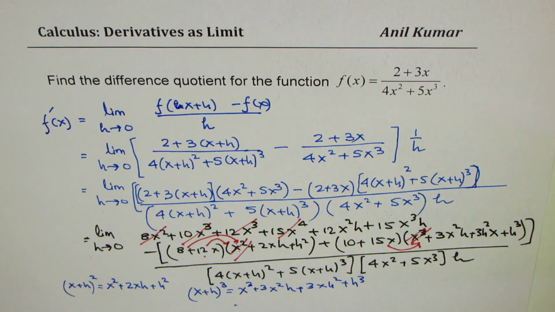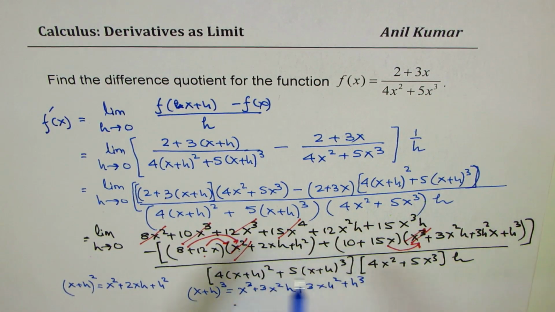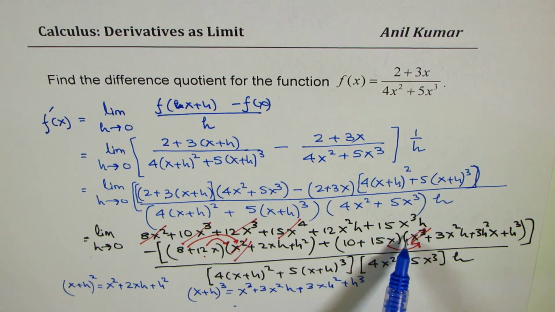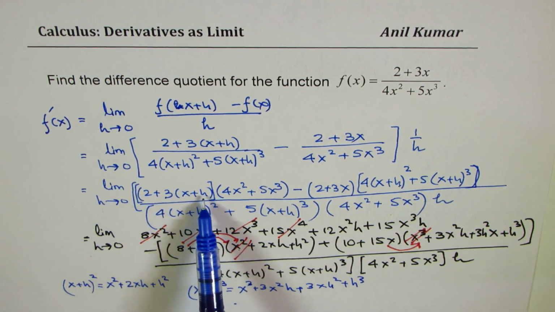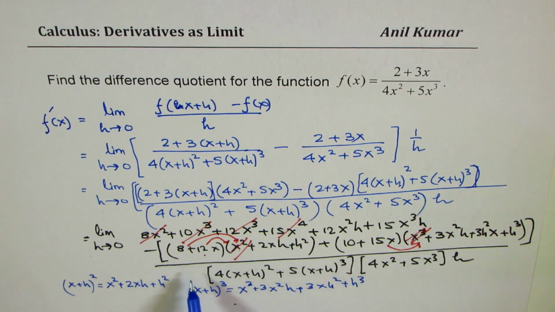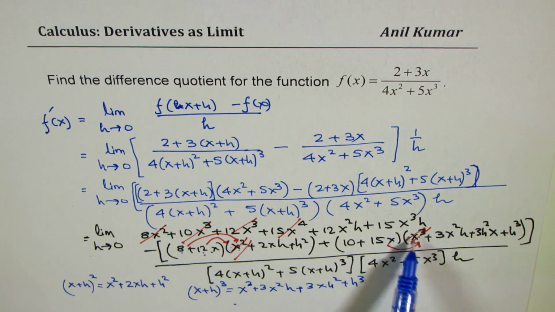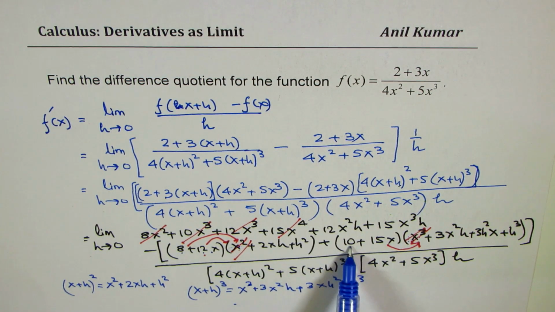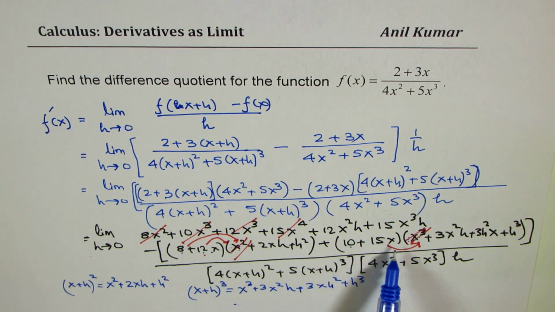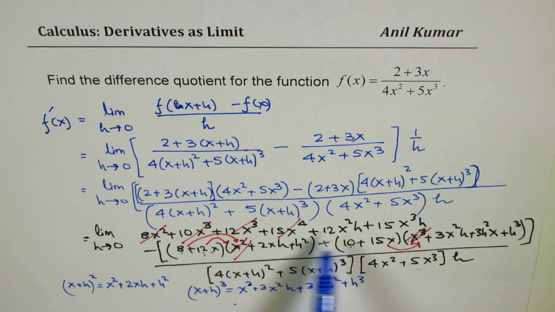So that's what we did. Once you expand, you get a lot of terms out of these. All these terms which do not have h really gets cancelled. So we cancelled this x squared twice, once being multiplied by 8, the other time being multiplied by 12x. Similarly, we cancelled x cubed twice, once when multiplied by 10, second time when multiplied by 15x. We kind of avoided few steps repeating, but you need to write all that. So I hope you get that right.